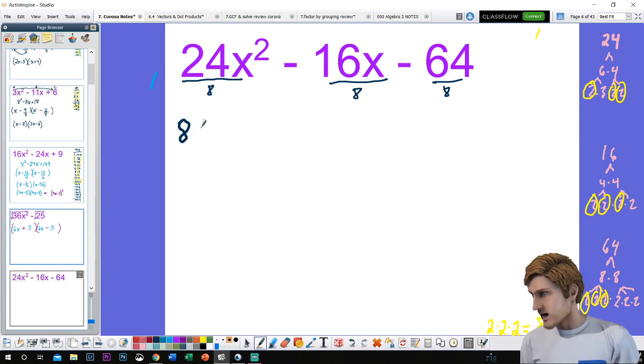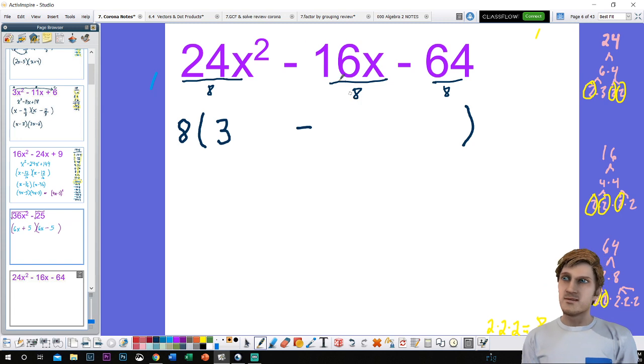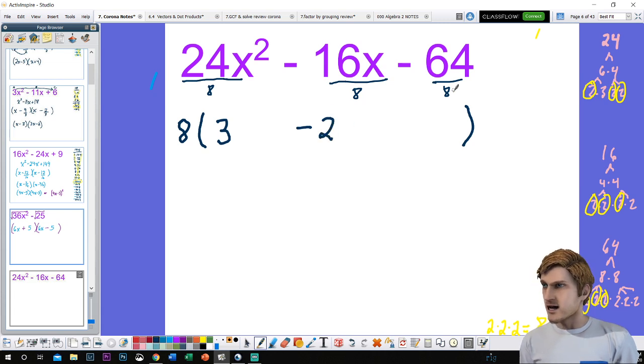So I put that 8 on the outside, put my big old set of parentheses. Then I'm going to go ahead and divide. This one gives me 3. And remember, we do the big numbers, bases first, and then we'll go back and do the exponents with the variables. So I've got 16, negative 16 divided by 8 is negative 2. Negative 64 divided by 8 is negative 8.